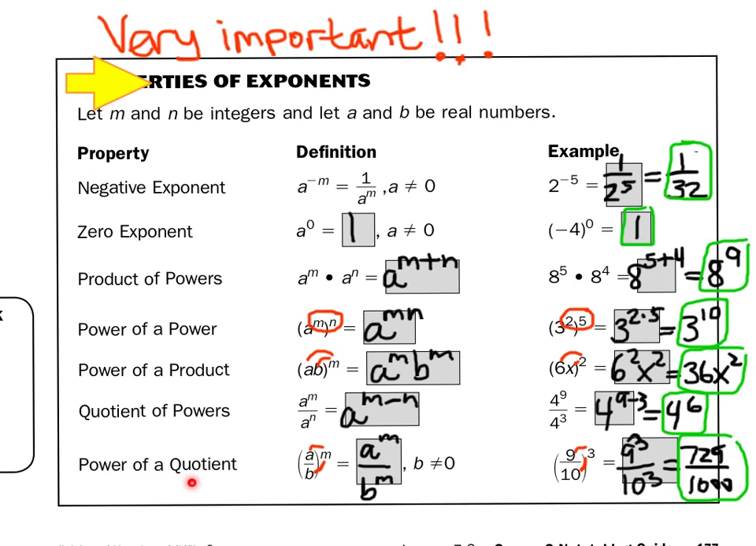Now, the power of a quotient, so if there's a fraction in parentheses, a over b in parentheses, to a power, you give that power to the top and the bottom. So this would be a to the m over b to the m. And here, if I had 9/10 in parentheses, all to the 3rd power, give the 3 to the 9 and to the 10. So it's 9 to the 3rd power over 10 to the 3rd power, which if I multiplied it out would be 729 over 1,000.